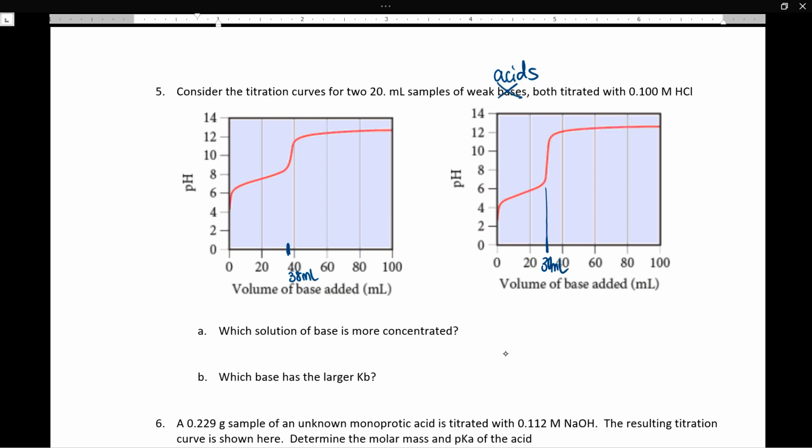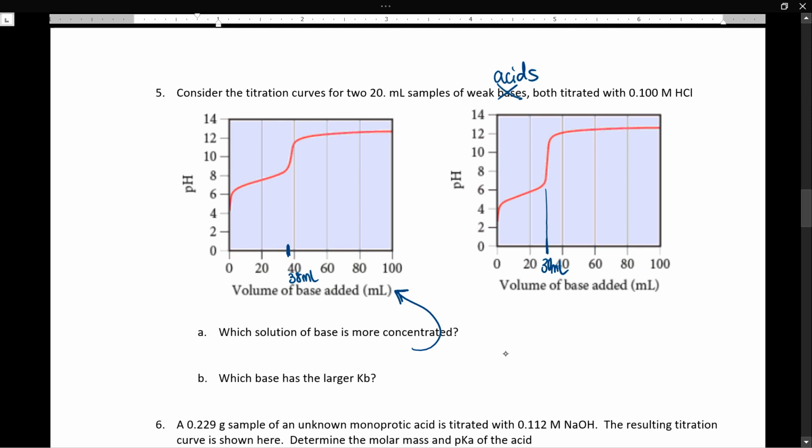So since this solution took more base to neutralize, that means this one is more concentrated. So to figure out the concentration, you're looking at how much base was needed to neutralize the sample.